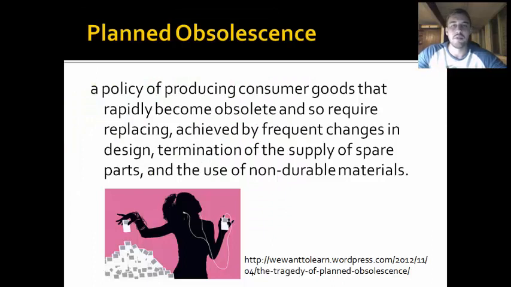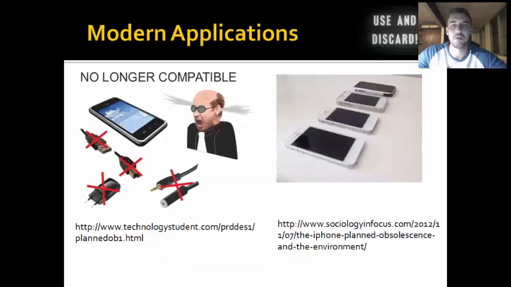Now that the meaning of the term is clear, its applications in modern-day engineering and designing can be discussed. As the definition stated, planned obsolescence is achieved firstly by frequent changes in design, secondly the termination of the supply of spare parts, and finally the use of non-durable materials.